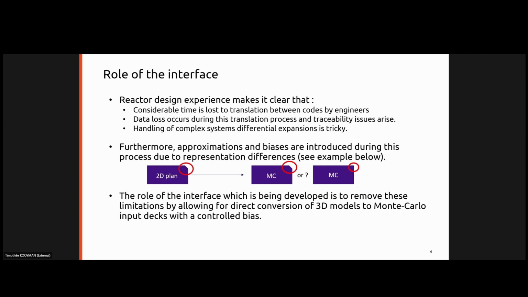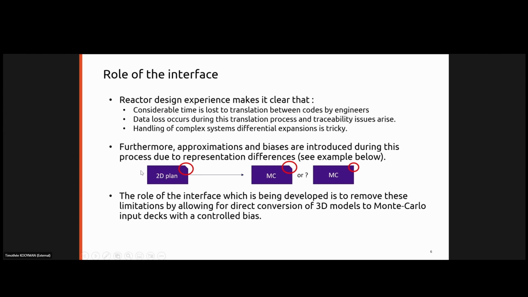And the second point is that there are usually approximations which are introduced during electronics modeling, and these approximations lead to biases, which are usually quantified through what is called the calculation scheme. Our goal is to take that into account and design our interface as a complete calculation scheme, starting from a 3D model down to the final strength calculation.